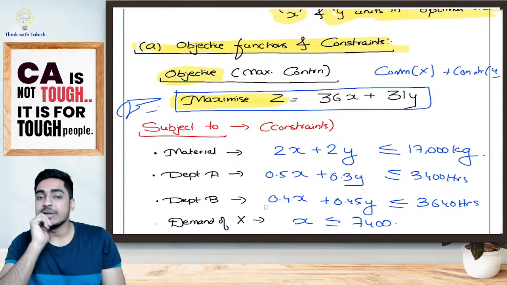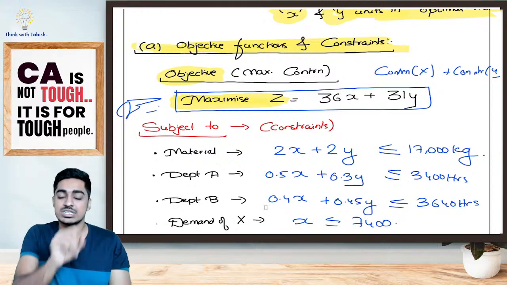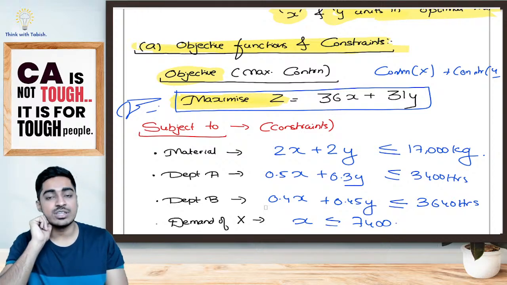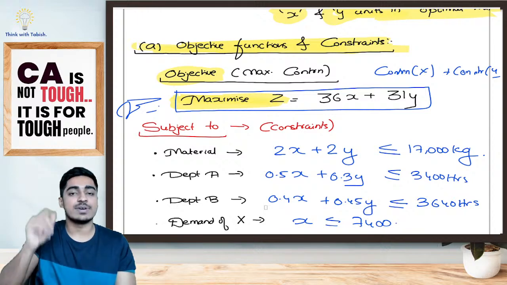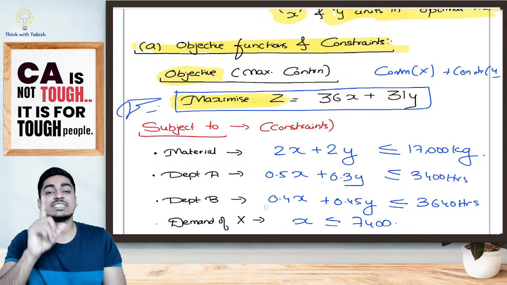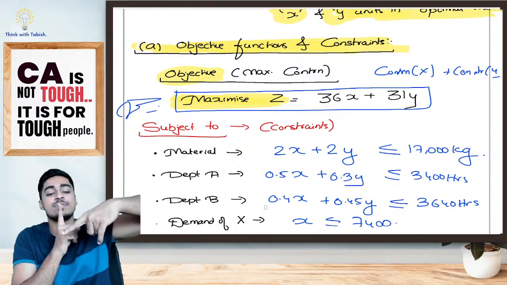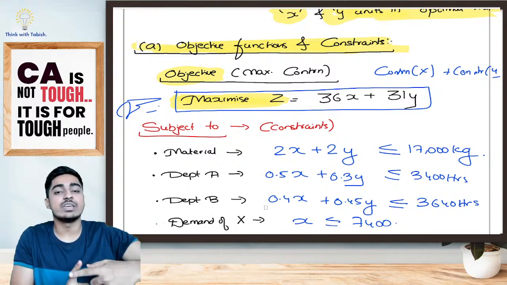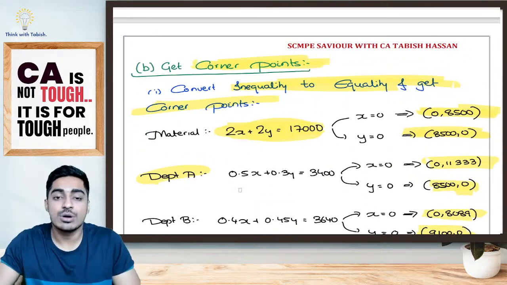Now to solve the LPP and get the units of X and Y, we want the corner points. We know the maximum contribution lies in one of those corner points. So how do we get the corner points? Firstly, we convert the equation into equality. If X is 0, what is the value of Y? If Y is 0, what is the value of X? Based on that, we get the corner points. Second type of corner points we get due to the intersection of these lines. If the lines are intersecting, both the equations should be fulfilled. So we take both the equations, solve them, and get the values of X and Y.